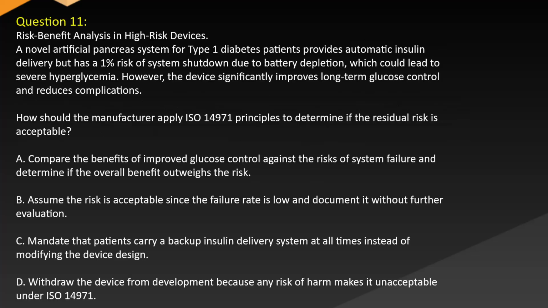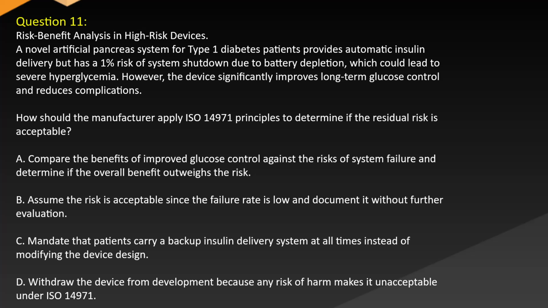Question 11. Risk-benefit analysis in high-risk devices. A novel artificial pancreas system for type 1 diabetes patients provides automatic insulin delivery, but has a 1% risk of system shutdown due to battery depletion, which could lead to severe hypoglycemia. However, the device significantly improves long-term glucose control and reduces complications. How should the manufacturer apply ISO 14971 principles to determine if the residual risk is acceptable?